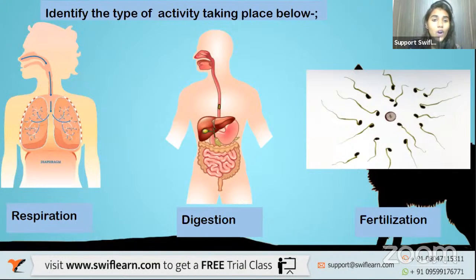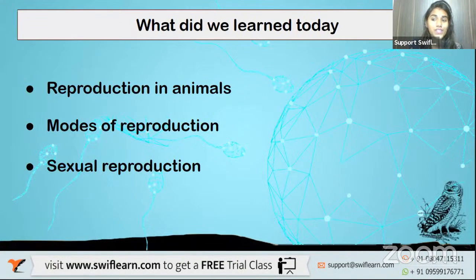Okay, moving on. What did we learn today? We will do a quick revision of what we learned today. We learned about reproduction in animals. We learned about modes of reproduction, that is sexual reproduction. We learned about the male and female reproductive organs and how fertilization takes place, right? We learned about the types of fertilization, which are external fertilization and internal fertilization, with examples. We also learned about the IVF technique, which is test tube babies.